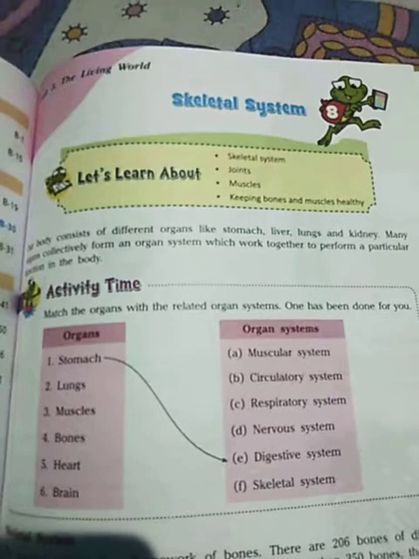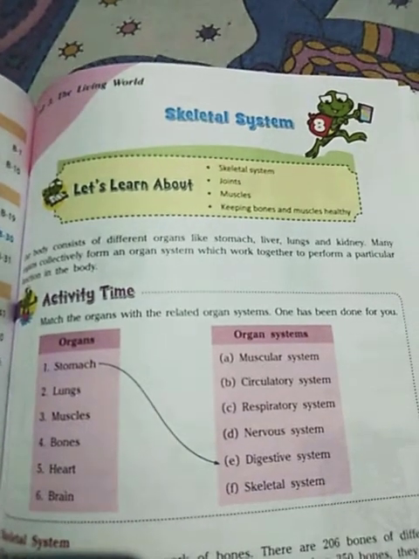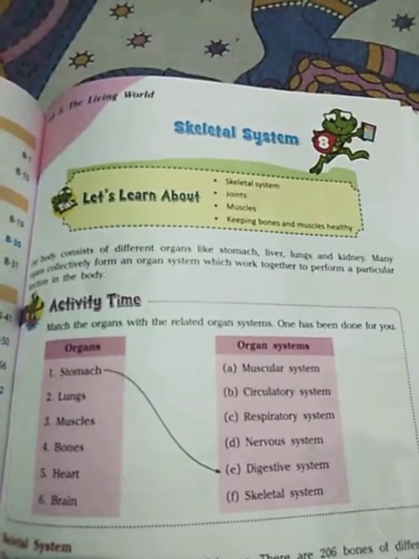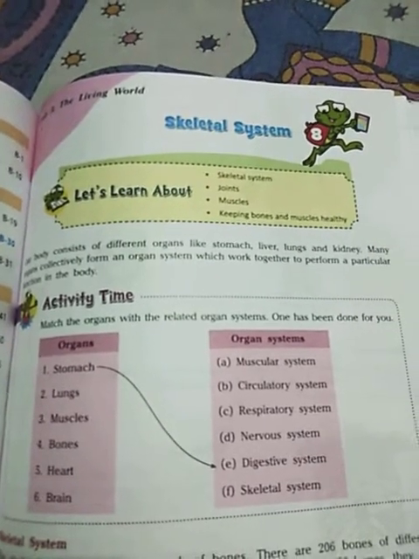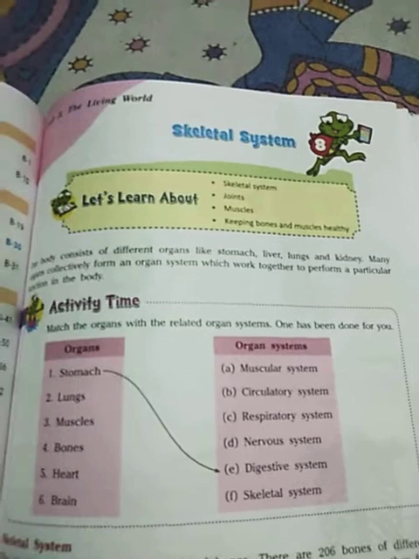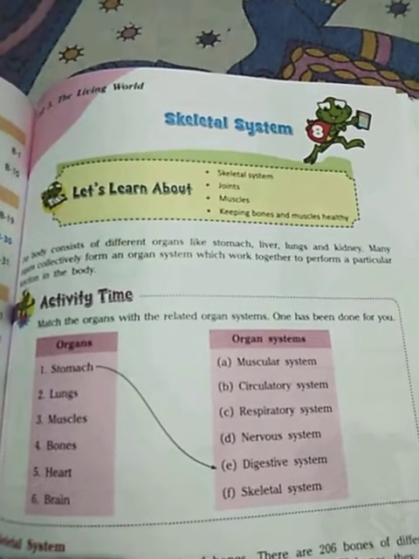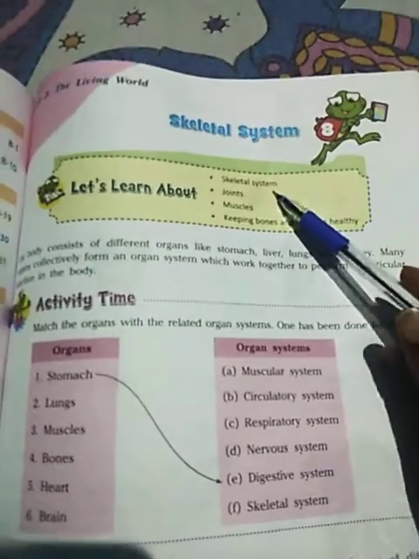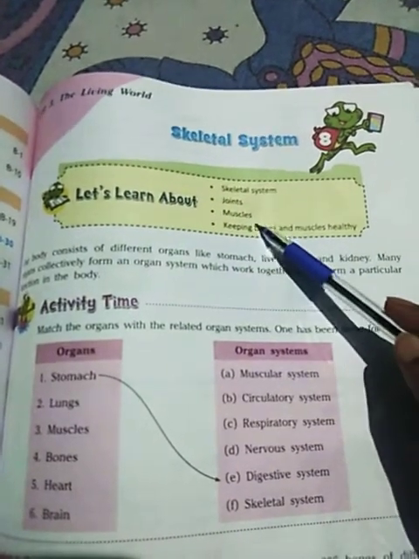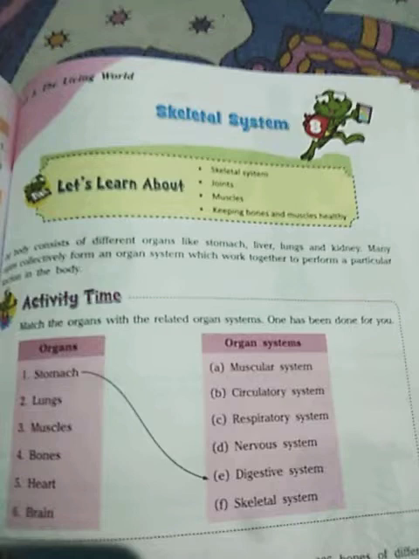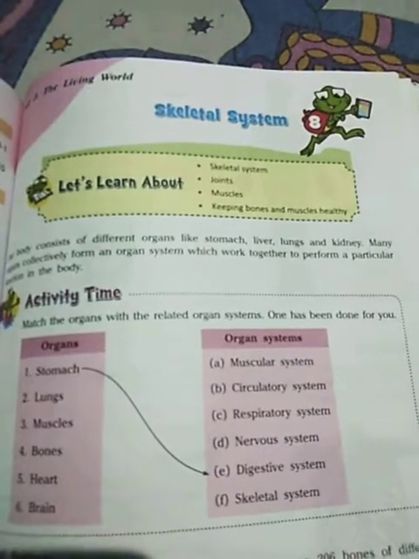Today I am here with the video for the students of class 5. This is chapter number 8, the skeletal system of your science book. In this chapter we are going to read about what you mean by skeletal system, what you mean by joints, what are muscles, and how you can keep your bones and muscles healthy.